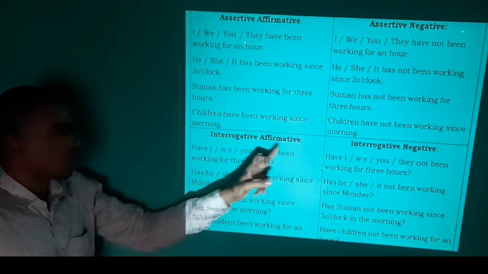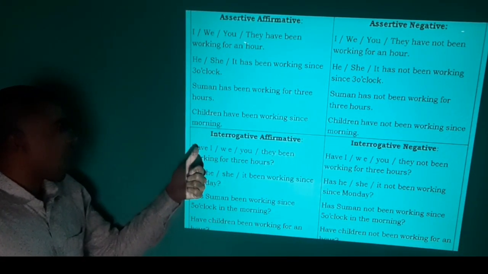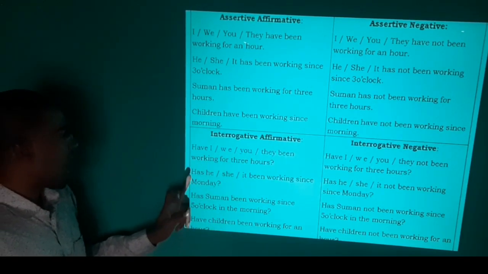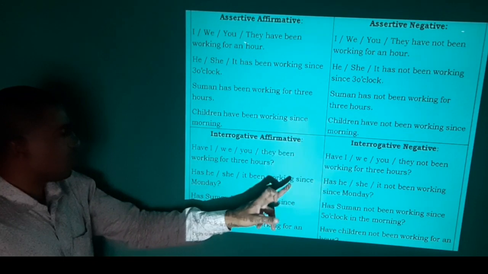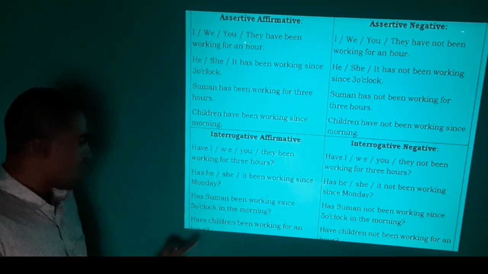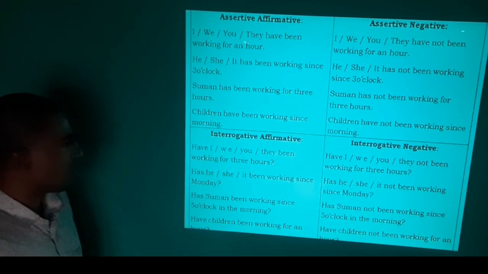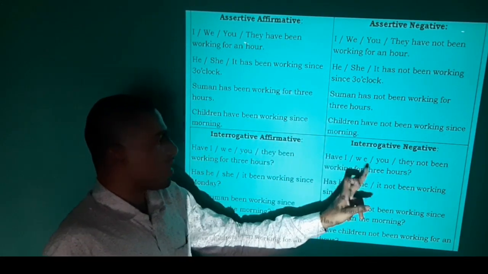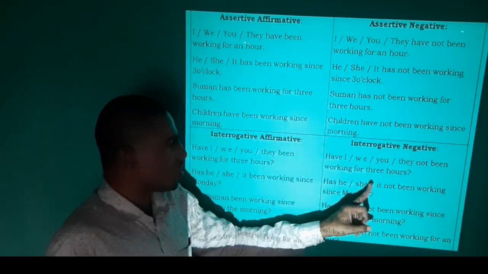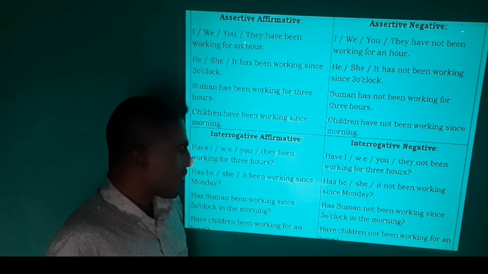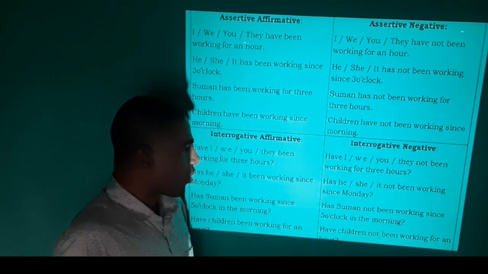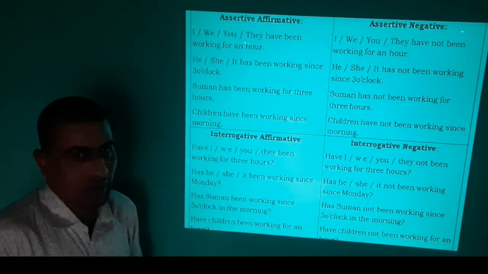Next, interrogative positive: have I, have we, have you, have they been working for 3 hours? Has she, has he, has it been working since Monday? Has Suman been working since 5 o'clock in the morning? Have children been working for an hour? Interrogative negative: have I, have we, have you, have they not been working for 3 hours? Has he, has she, has it not been working since Monday? Has Suman not been working since 5 o'clock this morning? Have children not been working for an hour? So these are some of the examples for it.